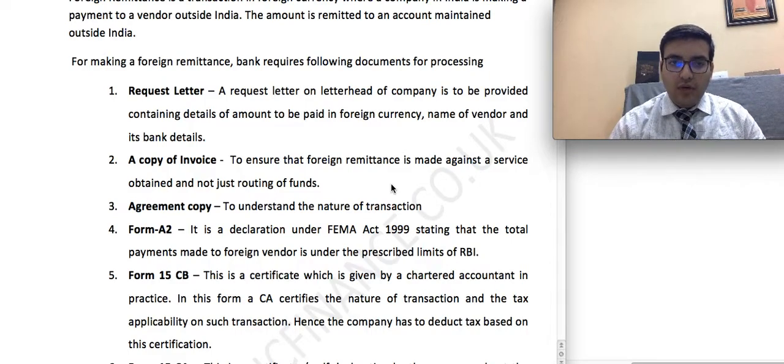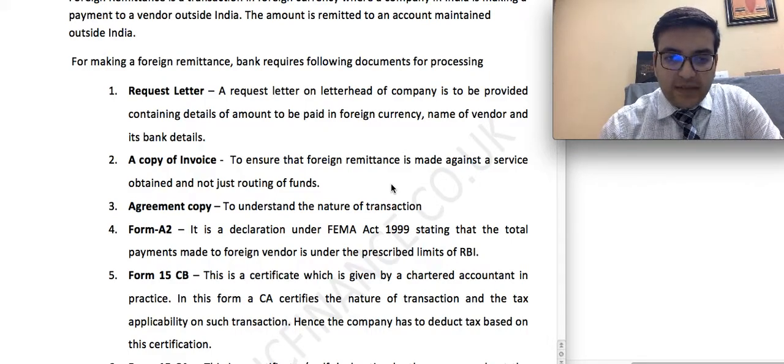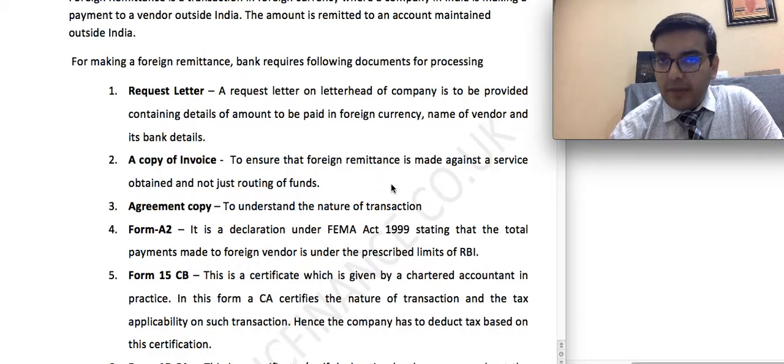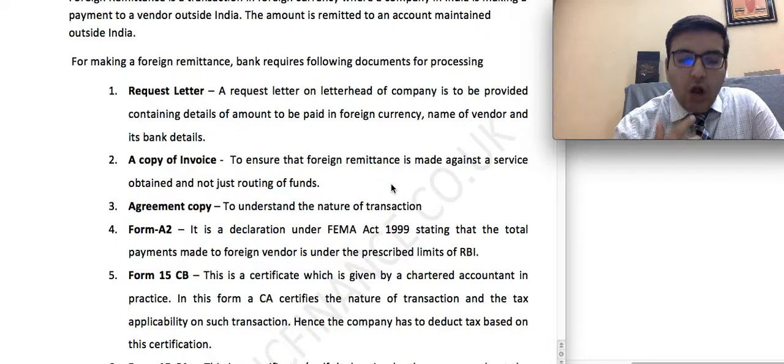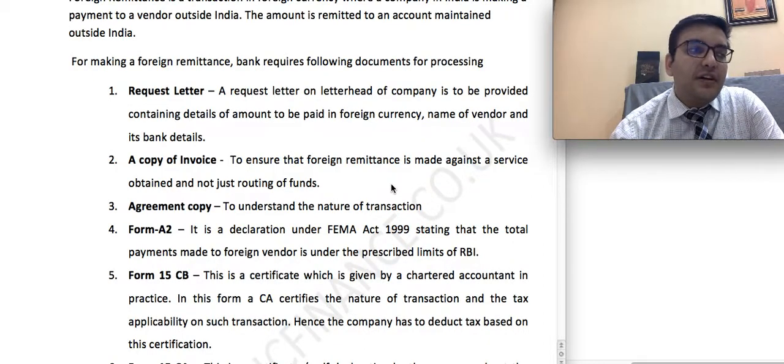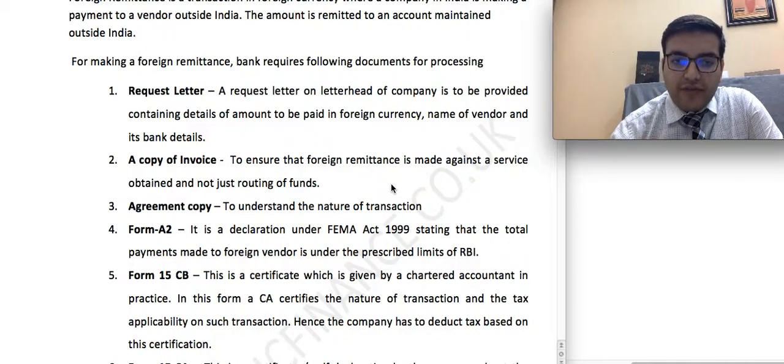Okay, so we were discussing this. Form A2 is basically a declaration given by the company that we are making the payments which are under the limits prescribed by RBI. Now, how will you check these limits? You do not have to check it, because if it is over and above the limits, the bank will refuse it. So you do not have to check it at that point of time. Then you just have to fill that form and sign it.